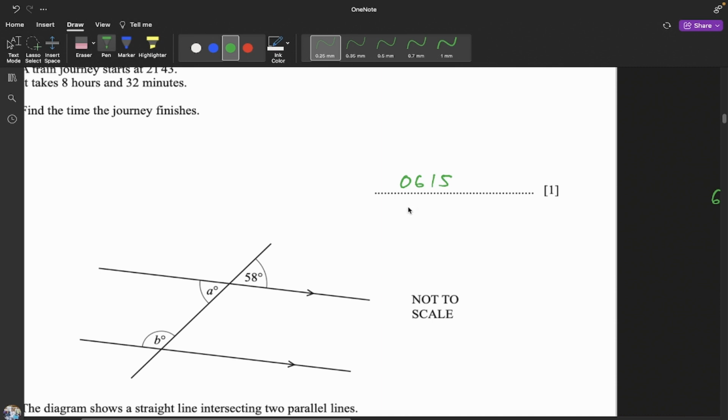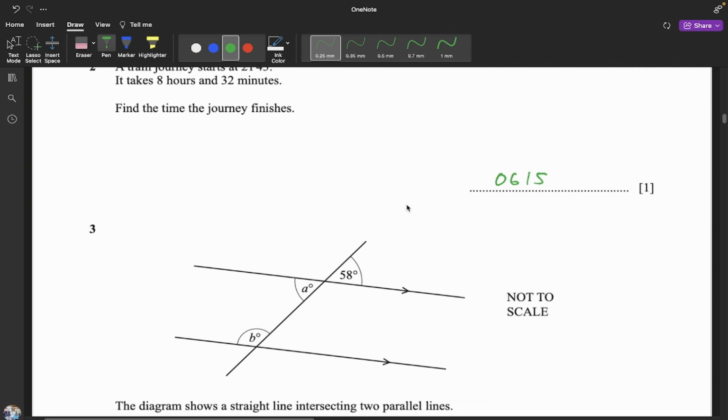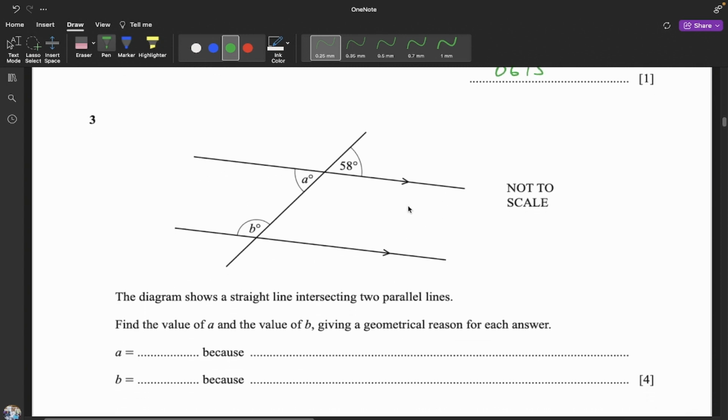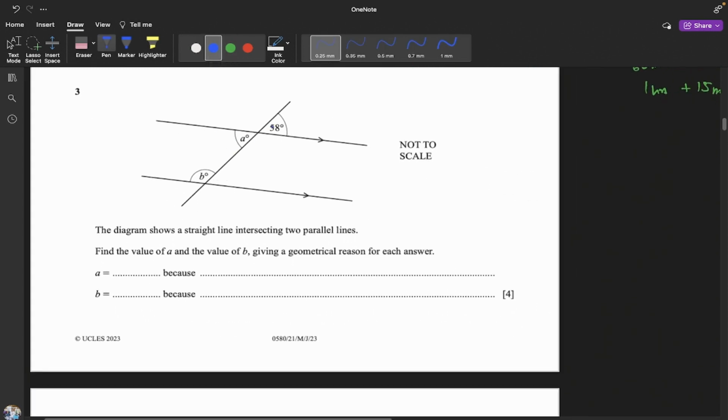Next is a geometry question. The diagram shows a straight line intersecting two parallel lines. Find the value of A and the value of B, giving geometric reasons for each answer. It's an easy question. The angle is 58 and A, so you can straight away say that A equals 58 degrees. The reason is they are vertically opposite angles.